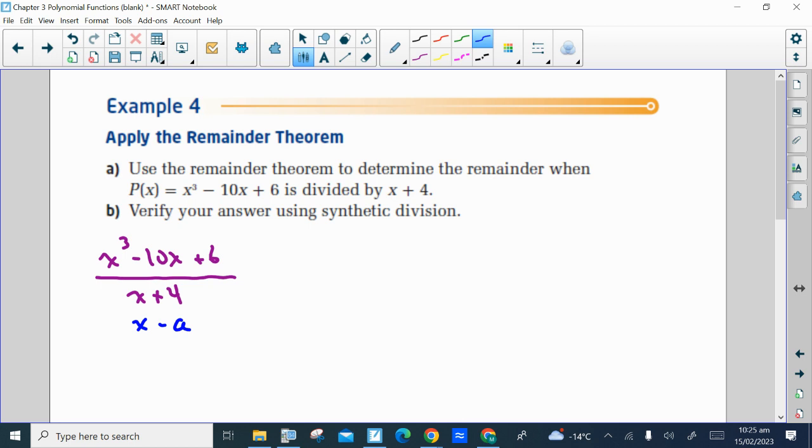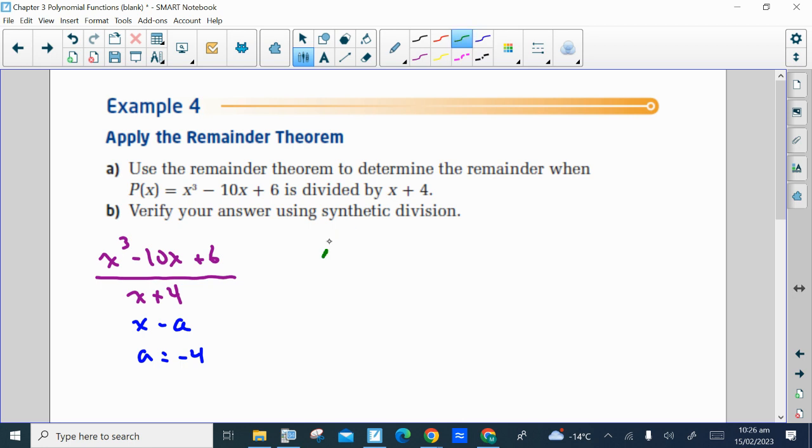And so you always compare the binomial to the general expression x minus a. And you need to ask yourself, what number do you need to put in for a so that that expression becomes x plus 4? And the answer would be a needs to be negative 4, so that the minus minus becomes a plus, and you will get x plus 4. In this case here, the value of a is negative 4.